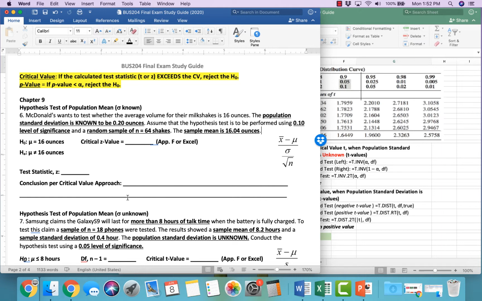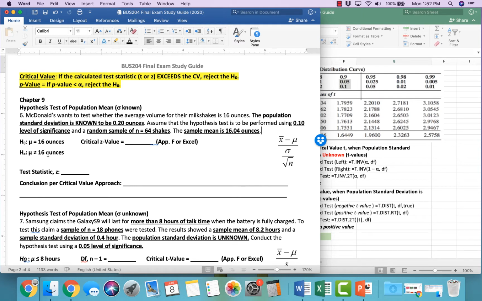The population standard deviation is known to be 0.2 ounces. Assume that the hypothesis test is to be performed using a 0.10 level of significance and a random sample of n equals 64 shakes. The sample mean is 16.04 ounces. So here are the null and alternative hypotheses given to you. And we can see because it says equals and not equals, this is a two-tailed test. So you first have to identify what kind of test it is in order to find the critical value.